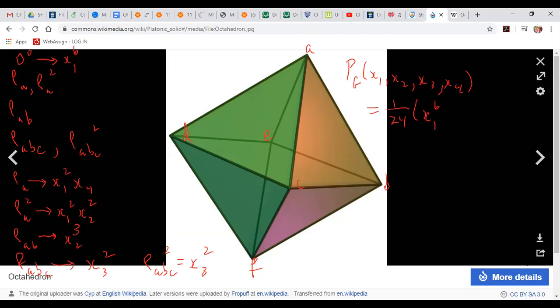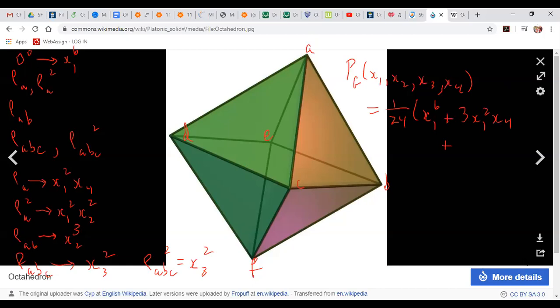Okay, let's think about it here. x1 squared x4, that kind of a term comes from rho A, but it also comes from rho B and rho C, right? So I have plus 3 x1 squared x4. So rho A, rho B, and rho C all give us x1 squared x4.